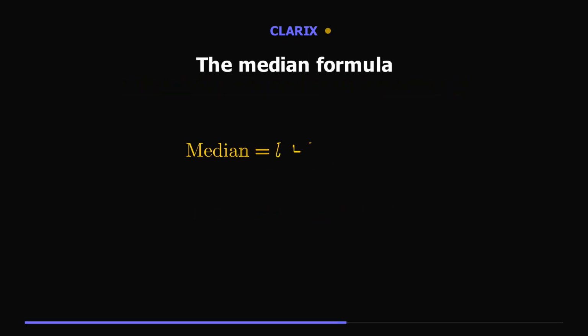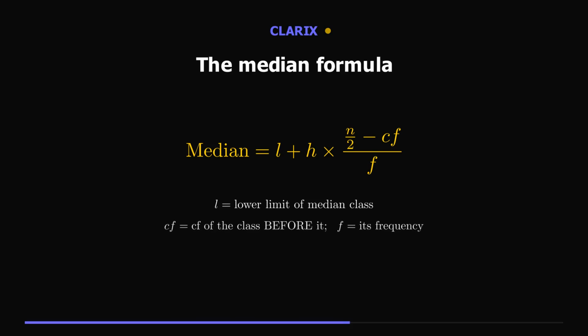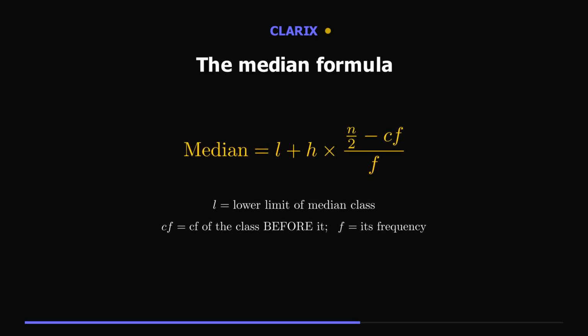Now the formula. Median equals L plus h times n over 2 minus CF, all over f. Here L is the lower limit of the median class, h the class size, f the median class's own frequency, and CF the cumulative frequency of the class just before it. Read those 4 numbers off your table and substitute.